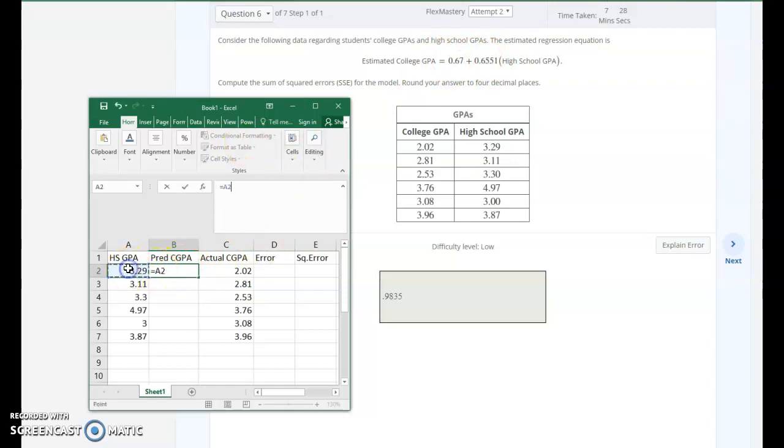And on a spreadsheet, it's very similar. I'm putting in the 3.29, multiplying it by 0.6551, and then adding that 0.67 on the end. Nice thing here is that I can just drag down or click and get all these predicted. The error then is just the difference in between these two, the actual and the predicted.